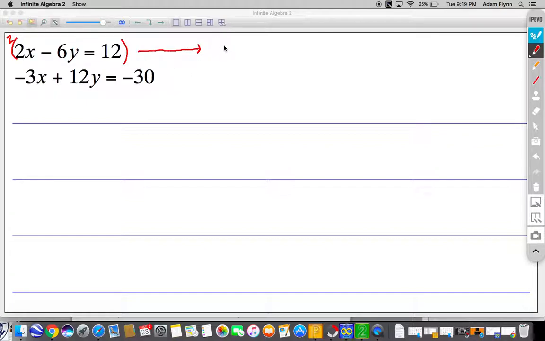When I do that, I get 4x minus 12y equals 24. And then I haven't touched my bottom equation, but I'll rewrite it.